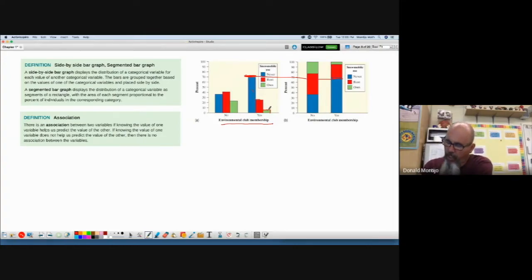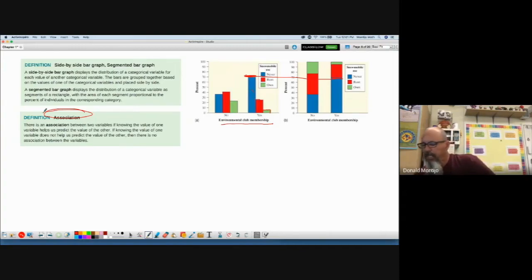Now we're going to talk a lot this year about this word association. There is an association between two variables if knowing the value of one can help us predict the other. So if we know the value of one of the variables, does it help us predict the value of the other? If not, then there is no association between these two variables.